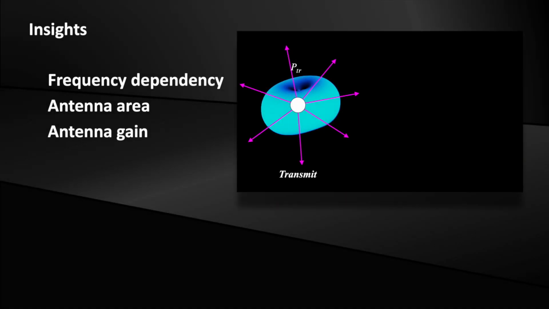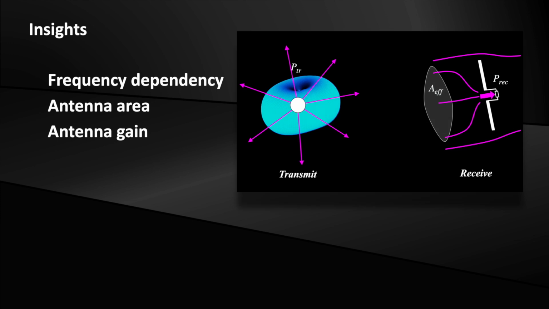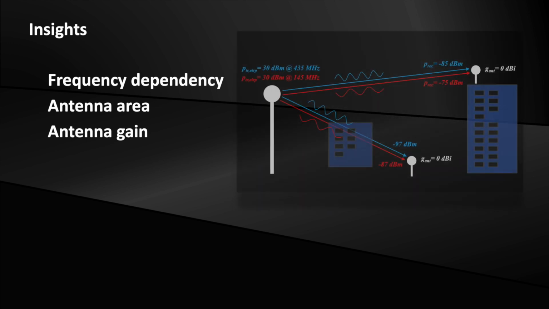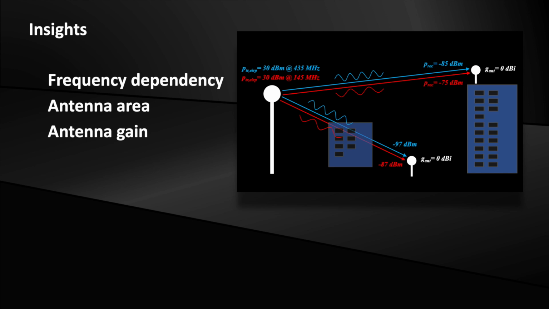The field strength from a transmitting antenna is frequency independent, while in the receiver case the power is frequency dependent. So we're actually having two problems at higher frequencies. The effective area of the receiving antenna becomes smaller as the frequency increases, and on top electromagnetic waves are suffering more from shading and penetration loss.